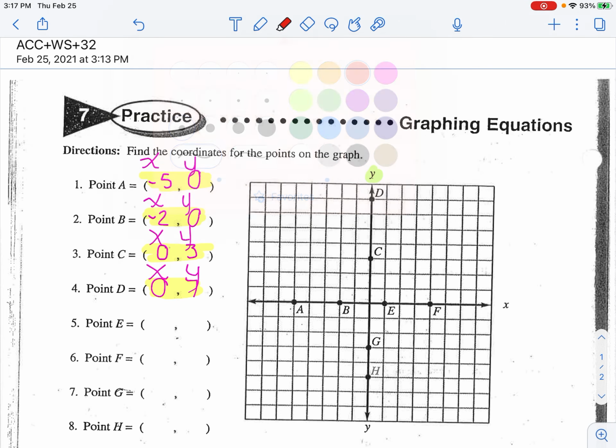So let's find point E right here. Okay, on the x, notice from the origin, they did move 1 to the right, so that x value is going to be 1. They did not go up or down from the x, so the y value is going to be 0. So coordinates, the ordered pair, that's what we call this, the ordered pair for point E is 1, 0.